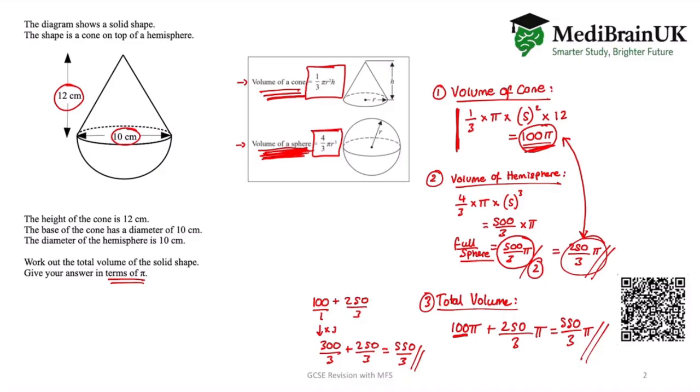That gives us the full volume of the sphere. And then what you do is you divide your answer by 2, because we don't want the full sphere, we want half of the sphere. And then once you've got that, you add the two volumes together and you get an answer of 550 over 3. Okay, and remember, it's not 100 over 3 add 250 over 3, it's 100 add 250 over 3. You can type it into your calculator and it will get you 550 over 3.